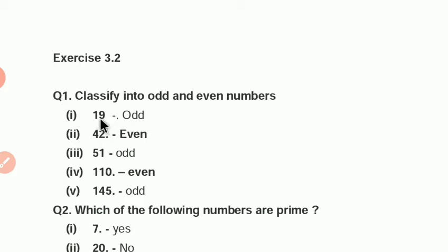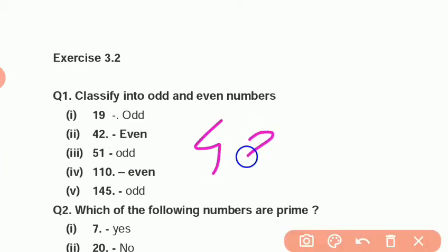You can see, for an even number, the last digit should be 0, 2, 4, 6 or 8, but it is 9. 9 is an odd number, so we can say that 19 is an odd number. We have to see its last digit. This one, 42, the last digit is 2, it means it is an even number, so 42 is even.